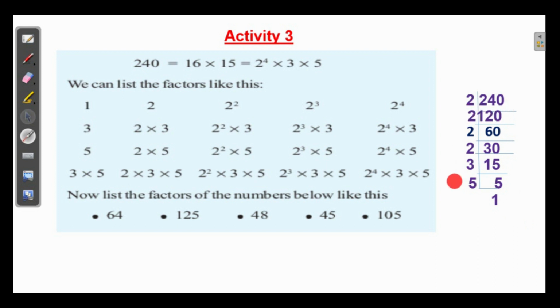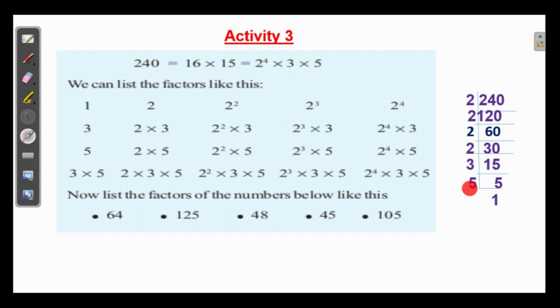The factors of 240 are, here 1 is a factor of any number, then 2, then 2 square, then 2 cube, then 2 raised to 4. Then 3 is a factor. So 3, then 2 into 3, multiplying 3 to all these terms. We can write the second row like this.